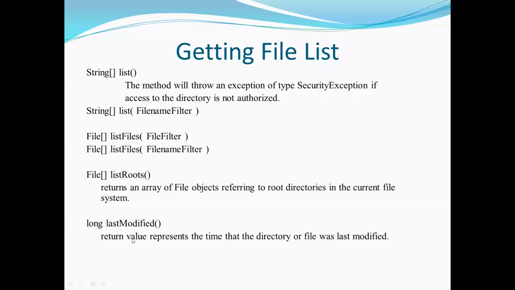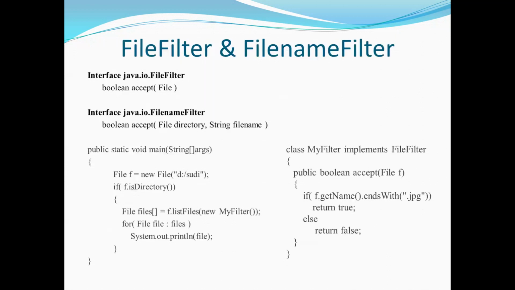Again, this is the method, very simple. It will return the last modified date of your file or directory, and it will return it in long form. Now you need to convert that long value into a date by dividing by 365, multiplying by 12, 24 and 60. So you can convert it into the date. So this will return the long modified value, the date of your modified file. Now come to this file filter.